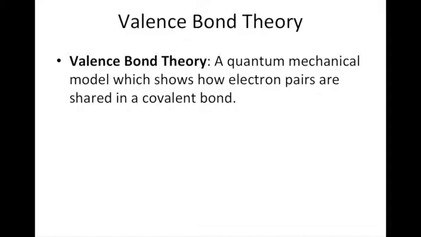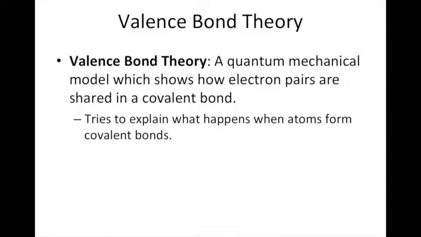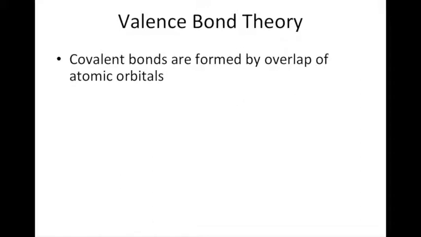In this video, we're going to discuss valence bond theory. So valence bond theory is defined as a quantum mechanical model which shows how electron pairs are shared in a covalent bond. So essentially what it's trying to do is explain what happens when two atoms form a covalent bond. According to valence bond theory, a covalent bond is formed by the overlap of atomic orbitals from two different atoms.